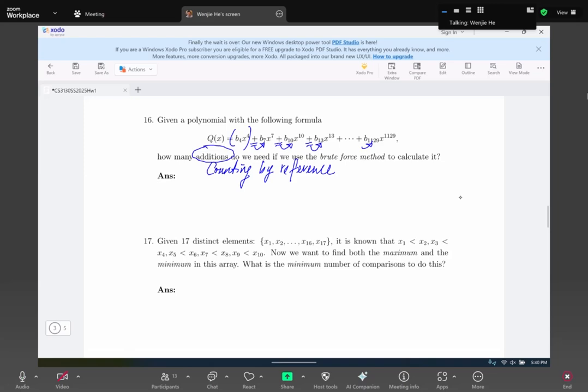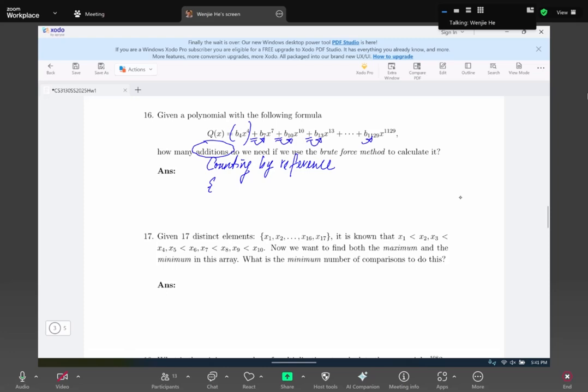1-to-1 correspondence. Right? Then let us list all these subscripts: 7, 10, 13, ... Last one, 1,129. All right. Now you need to count how many numbers here. Okay? Here I give you the numbers, not consecutive integers.